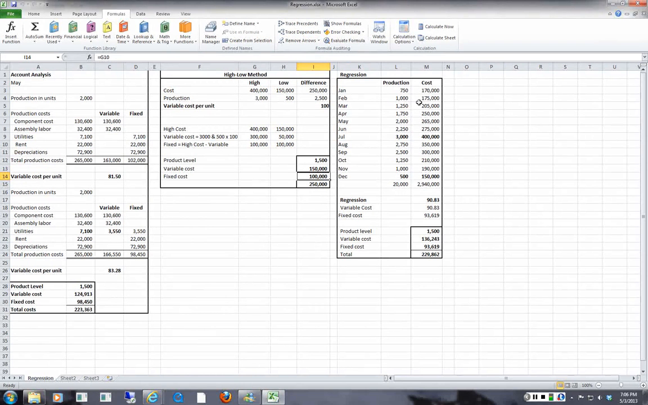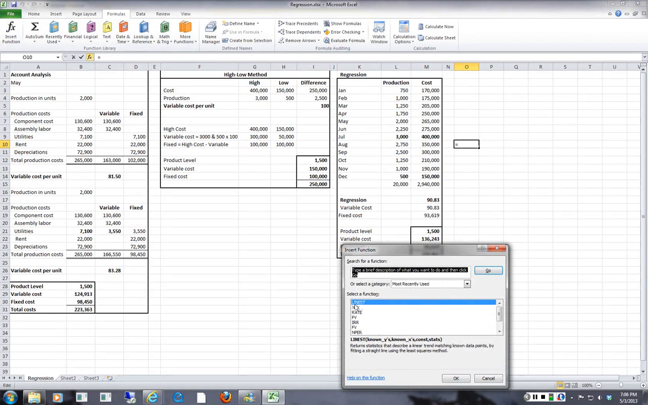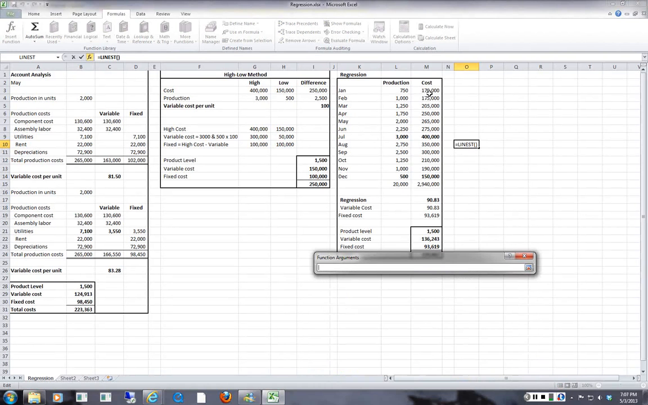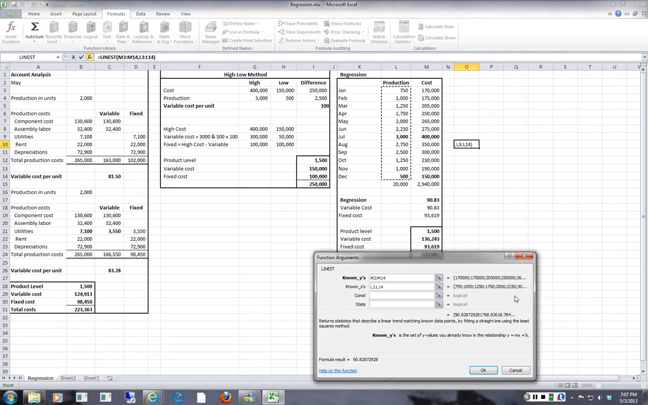Now, the way to really do it is to take these production numbers and these costs, and we come up with a regression analysis. So let's put that in there. It's in the Excel spreadsheet. It's LINEST. And what it says is, okay, we take the known y's, and we plunk them in here. And then we take the known x's in the x column, and we plunk those numbers there, and we come up with a variable cost, if you can see it here, of $90.83. It's a bunch of decimals after that, but it's $90.83.